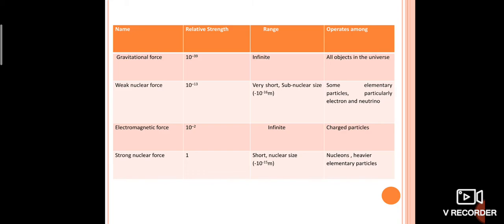Third one is electromagnetic force. The range of this force is infinite, and this force operates among charged particles. And last one, strong nuclear force. This force is of short range, 10 raised to minus 15 meter, and this force operates among nucleons and some heavier elementary particles. This is about the fundamental forces in nature. The strongest force among these is strong nuclear force, and the weakest force among the four is gravitational force.